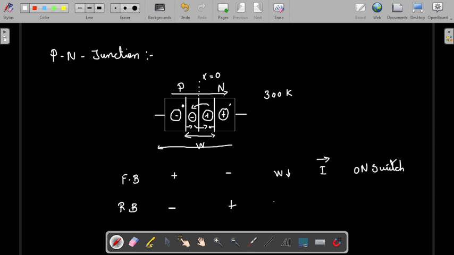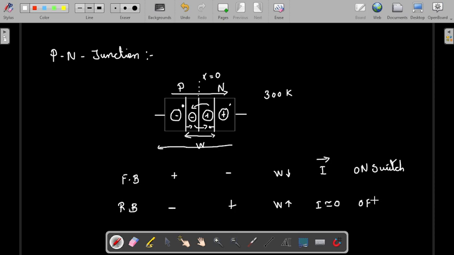Then the depletion width will increase. Then the current I will be nothing, because no charge carrier will traverse from here to here. So I will be approximately equal to 0. Why we say approximately is that there will be some negligible current flow. That happens in every device, because nothing is ideal, right? So some micro or nano amount of current will flow. That's why we are making the approximation to 0.